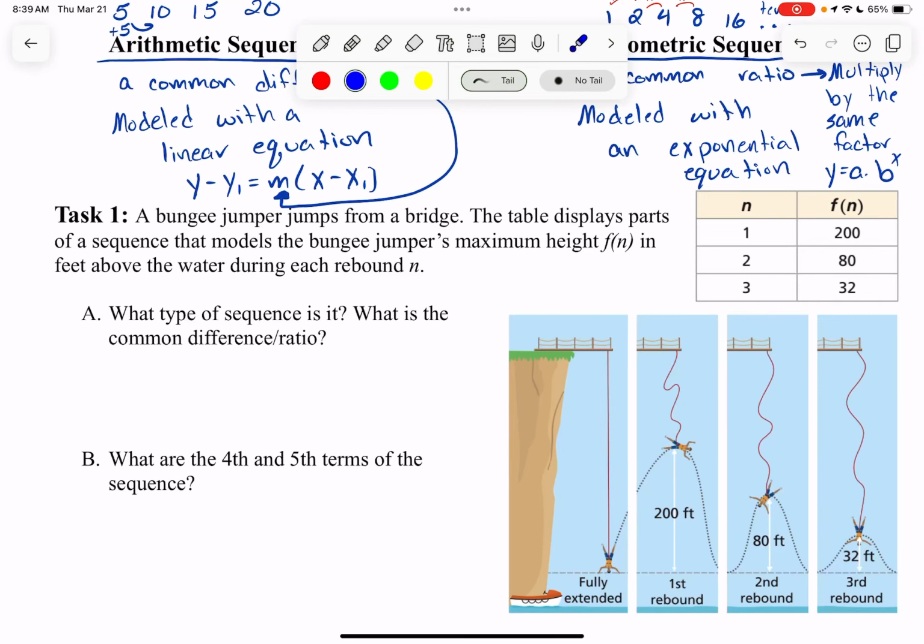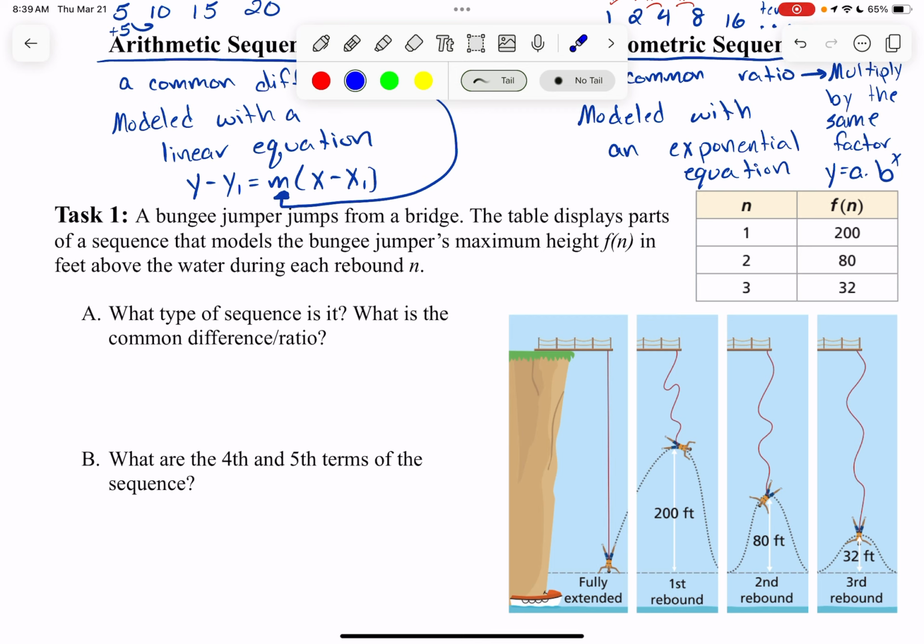Okay, back to our geometric sequences. Task 1. Here we have a bungee jumper who jumps from a bridge. The table displays parts of a sequence that models the bungee jumper's maximum height in feet above the water during each rebound.